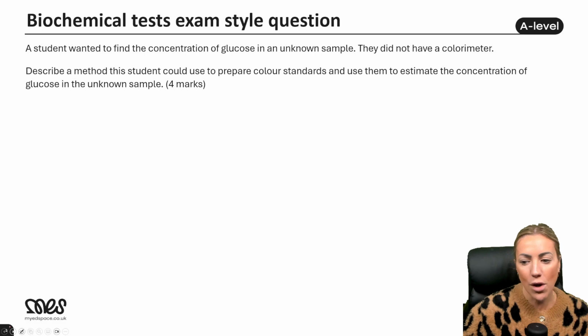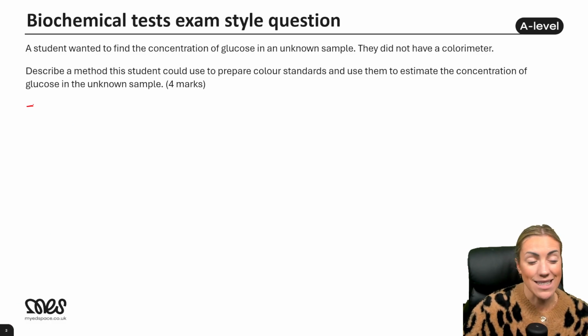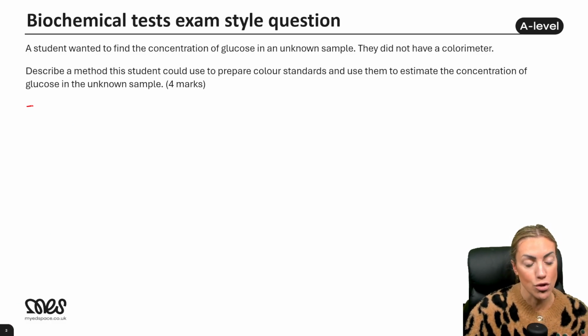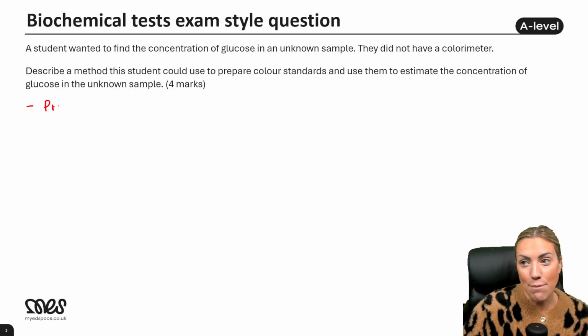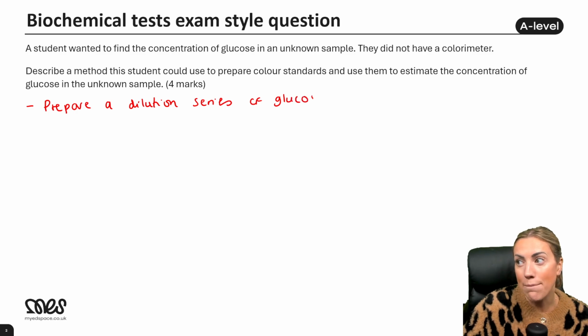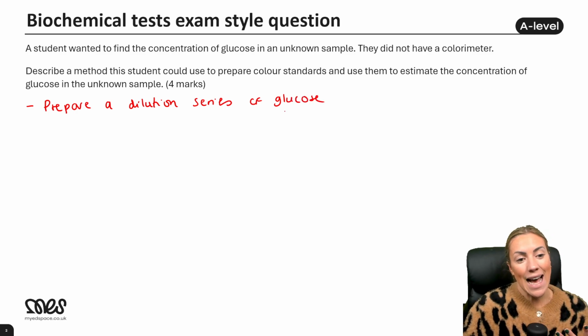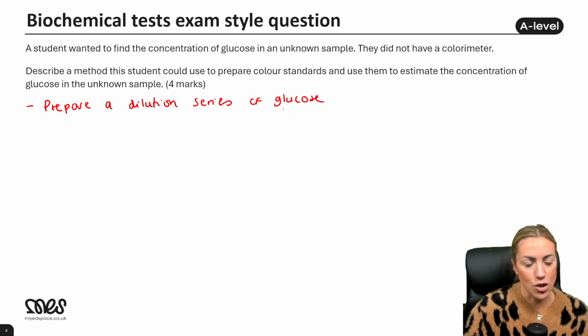So first of all, if you want to prepare some colour standards, you're going to have to use known concentrations of glucose. So to get marking point 1, we would say prepare a dilution series of glucose. Now, what we mean by that is in a lab, you're probably going to be provided with a stock solution of glucose, which has a particular concentration. You can take that stock solution and dilute it down with water to make a range of different known concentrations.